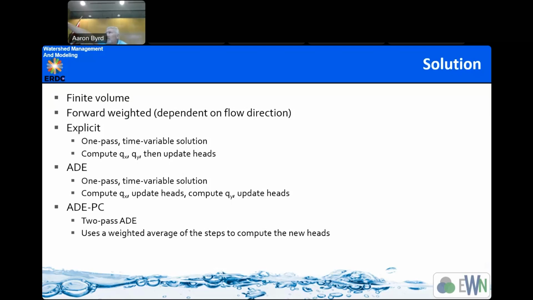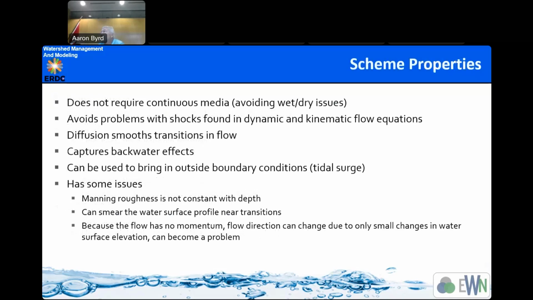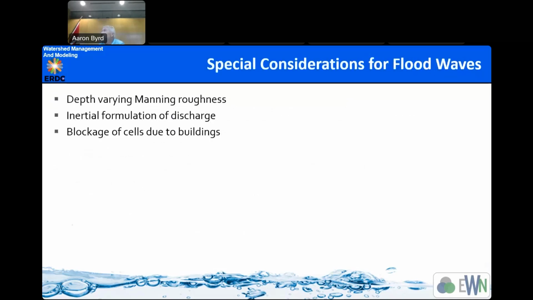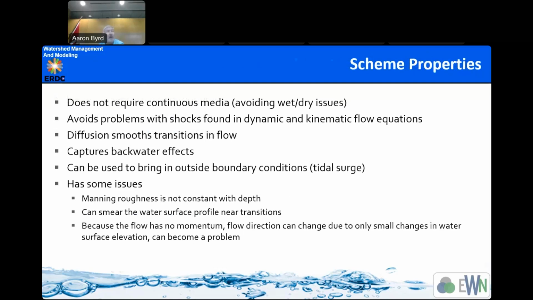Originally, before we came up with the time variable solution, the ADEPC was the best solution because it's stable, it's second order accurate, and these both are. I know at one time we had a bad problem with negative depths. That was using the explicit scheme. Right. But they're much better now, and it's very stable.